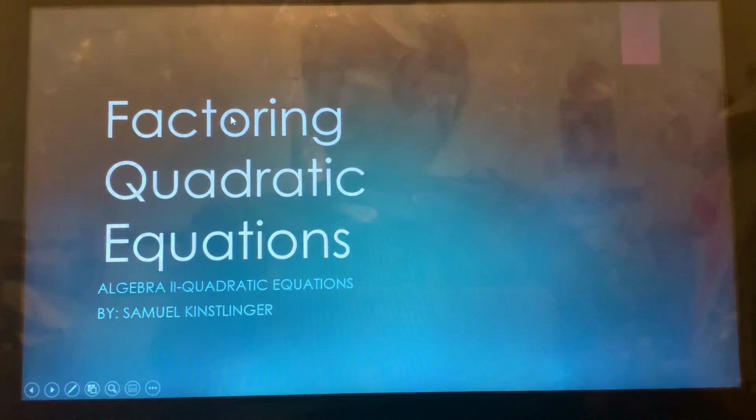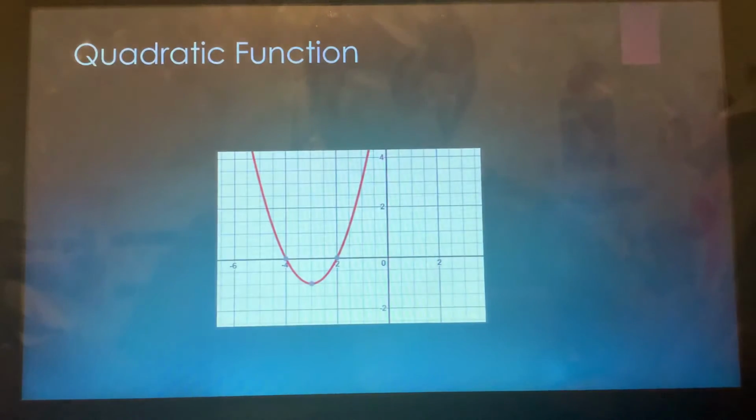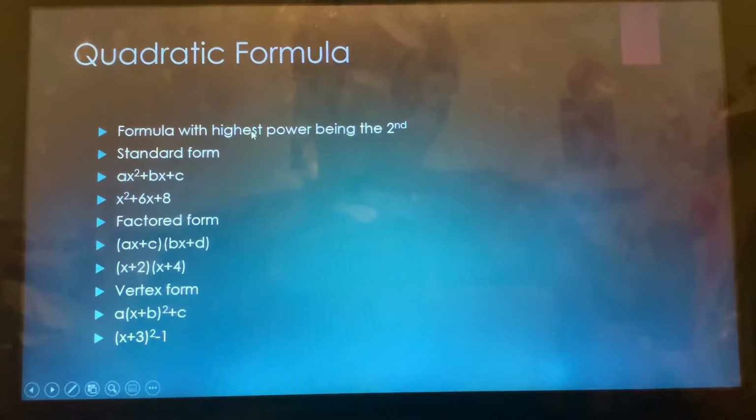Today on the topic of Algebra 2, we will be discussing how to factor quadratic equations. This is just a graph of a quadratic equation. So we know that quadratic equations are equations with the highest power being second. As you see, there's a 2 right there, x squared.